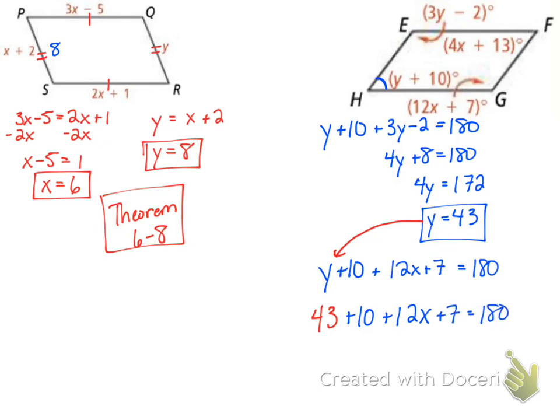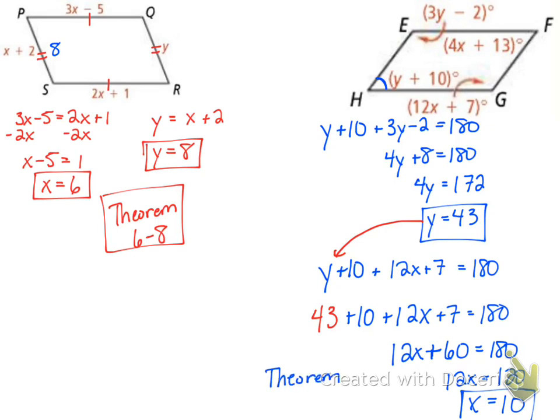So combine my like terms together, I think I get 60 when I do that. I get 12x plus 60 is equal to 180. So 12x is equal to 120, so x is equal to 10. And so again, that's using consecutive angles, so that's going to be theorem 6.9. Consecutive angles being supplementary to each other.